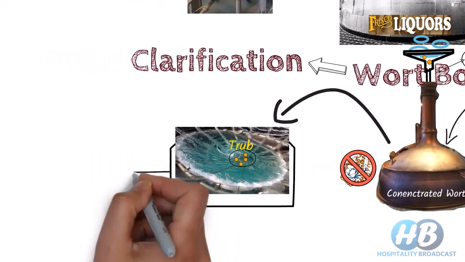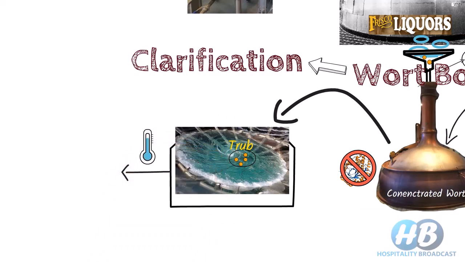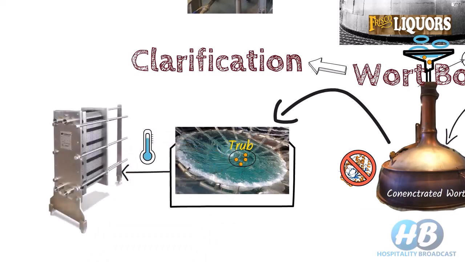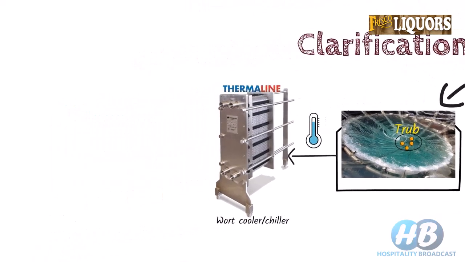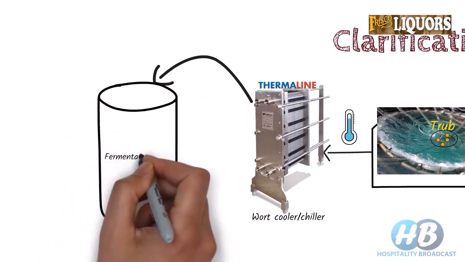And then this clearer and kinder of pure wort is cooled down to 10 to 20 degrees Celsius. For this we use wort cooler or chiller. Now this cooled wort is pumped to fermentation tanks.